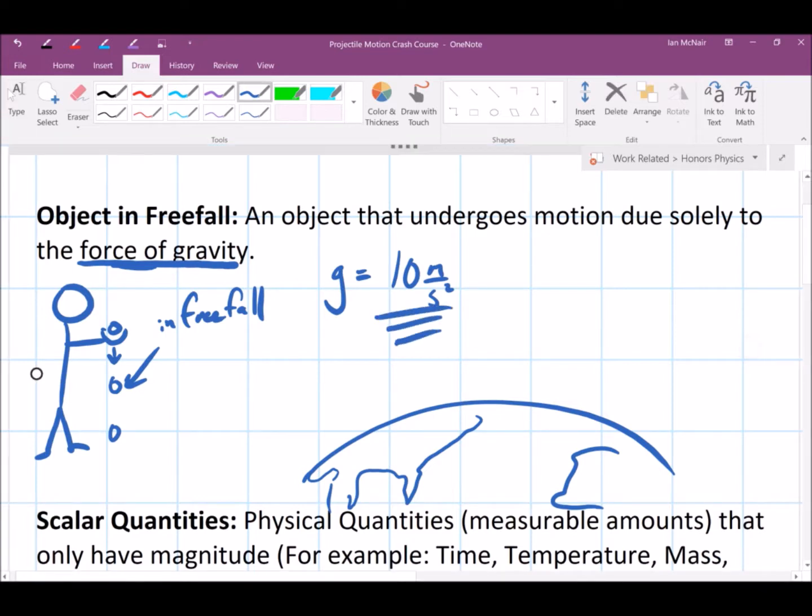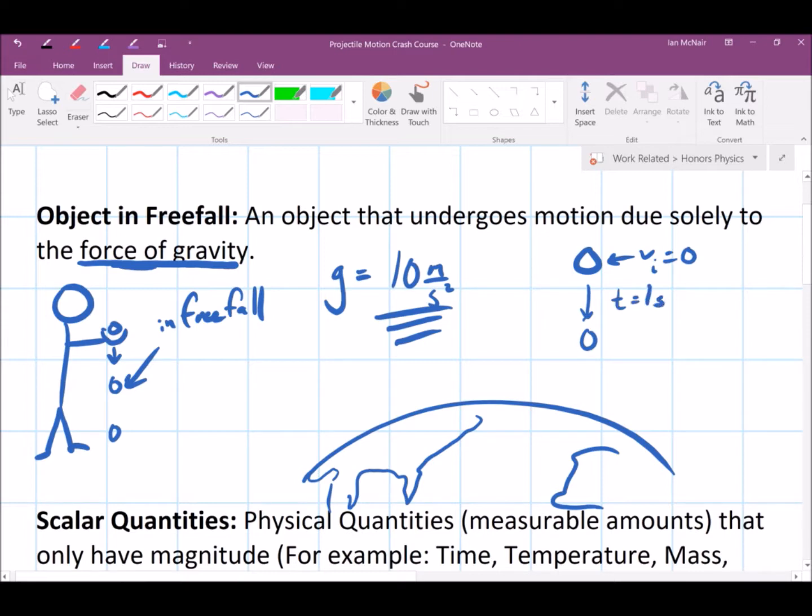Meaning, if you dropped an object from rest, meaning it has an initial velocity of 0, so its initial velocity, VI, equals 0, and then you let it drop for 1 second, so our time is 1 second, the velocity at this point is going to be 10 meters per second. Let it drop for another second, and the velocity will be 20 meters per second, and so on. It'll keep increasing for every second that it drops.